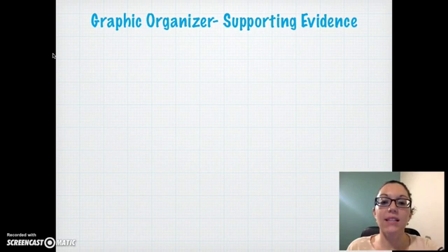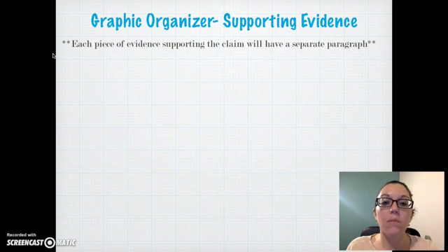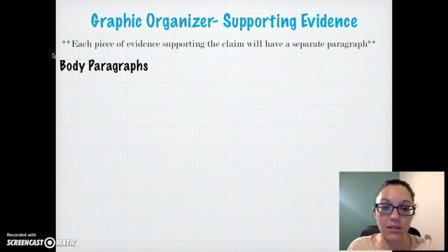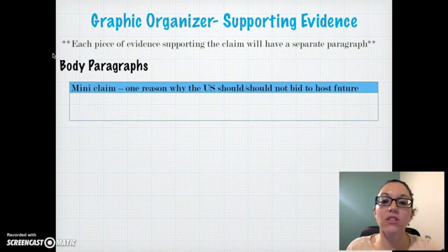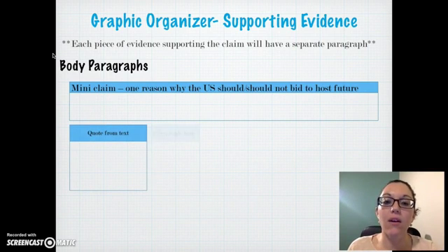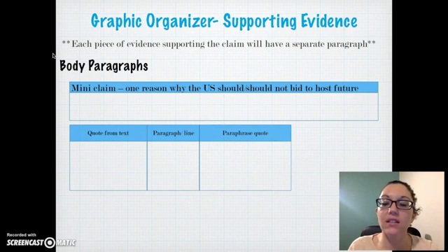For this essay, I decided to give each piece of evidence supporting the claim a separate paragraph. Below is the graphic organizer in order to identify and analyze the evidence. Remember, this part will be completed 3 times throughout the essay. There will be 1 paragraph for each evidence. When the students write the essay, they will start with a mini claim and then transition to the quote, a paraphrase of the quote, analysis, and finally a transition sentence to the next paragraph.